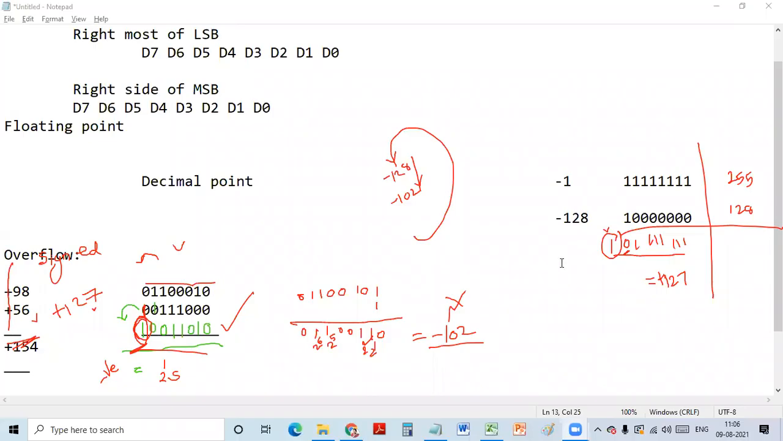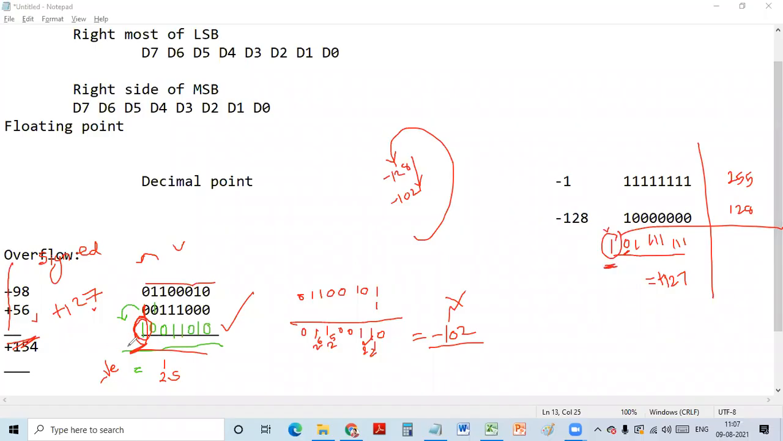So in the unsigned case, whatever extra bit comes out of the n bits, we call that a carry. That will also be considered for magnitude to get your correct result. But in the signed case, whatever extra bit comes out is not said to be a carry. We call that overflow. In this case, we got extra bit 1. In this case, we got extra bit 1.